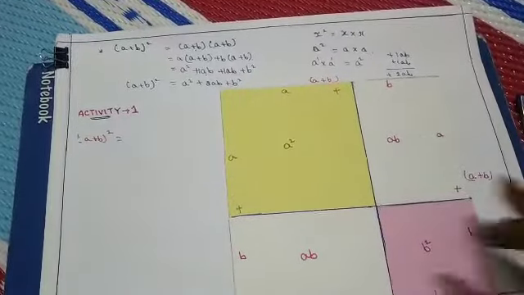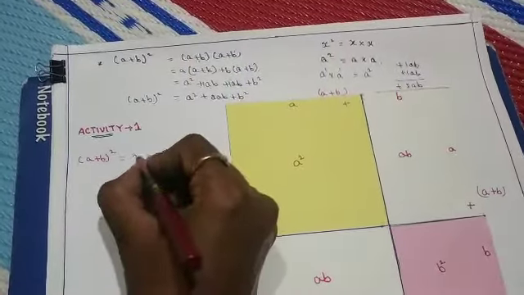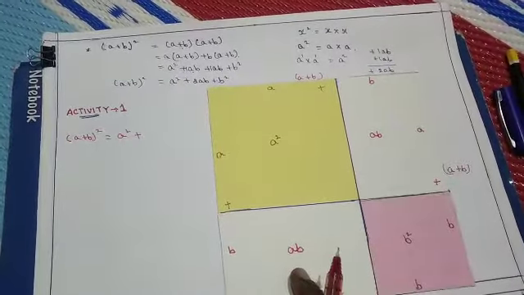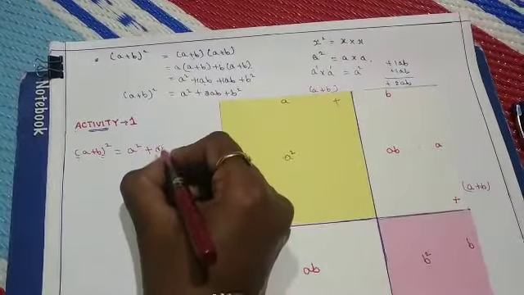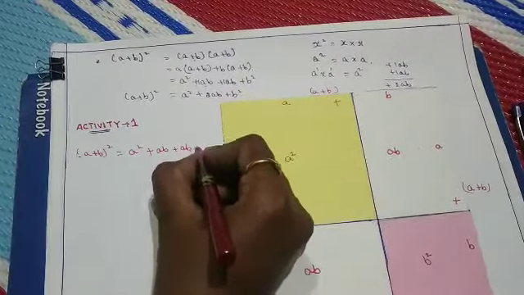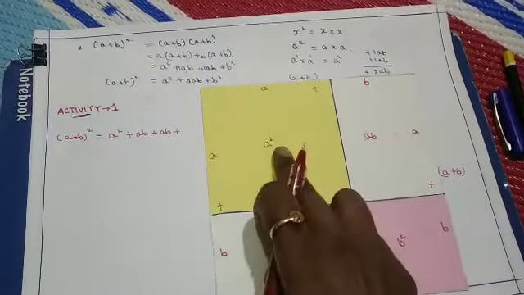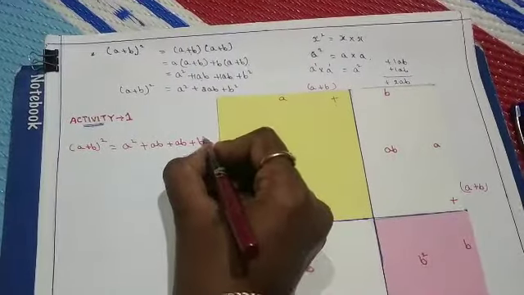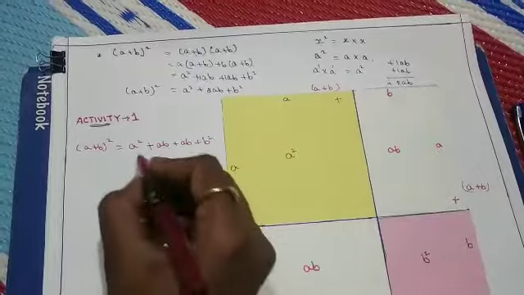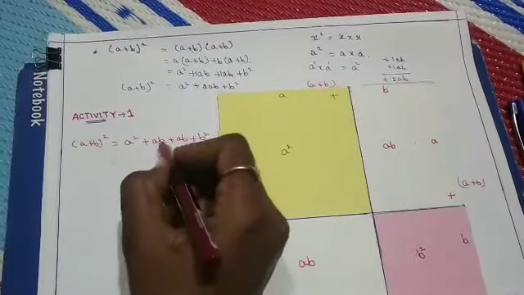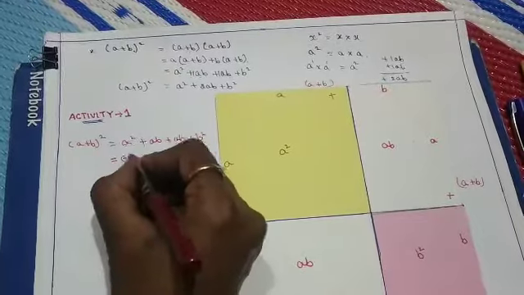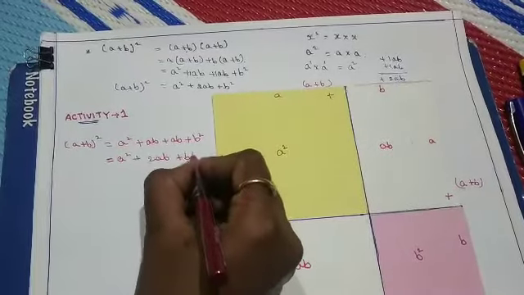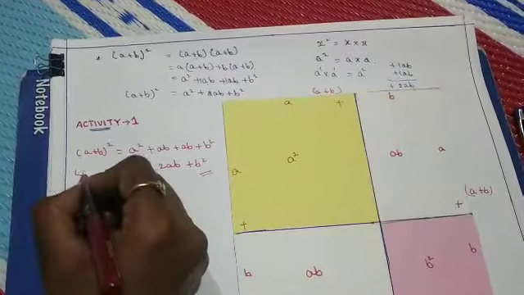Then what is the area occupied here? A square plus, what is the area here? AB. Here AB and here AB. It's nothing but 2AB. Or let me write AB separately: AB plus, what is the smaller one? This part is written, this part is written, this part is written. Then what is this part? B square. So here you can observe these two are like terms. We know that in 7th we learnt that adding two like terms can be done, right? AB plus AB is nothing but 2AB, plus B square. So the first identity is proved by doing the activity.